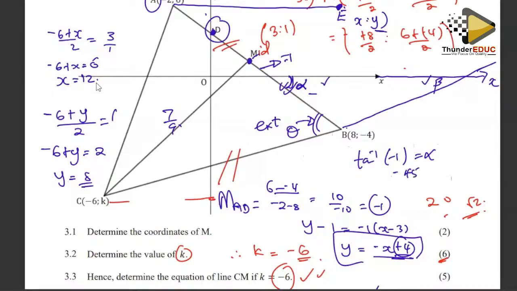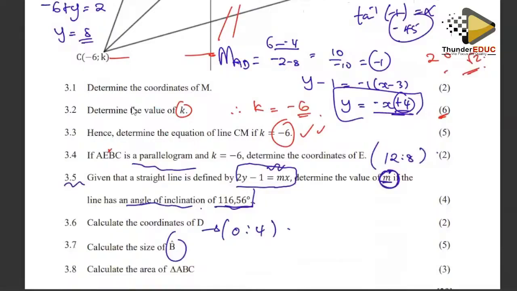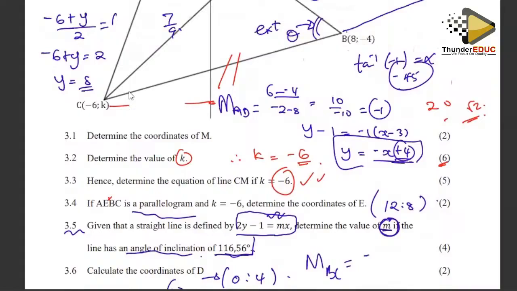Okay, so if that's -45, technically I know that this will be the 45 and this one will also be the 45. Then what is the gradient of BC? I think that's the only tricky part. Let's look for it. BC is going to be -4 minus 6 over 8 minus 6.